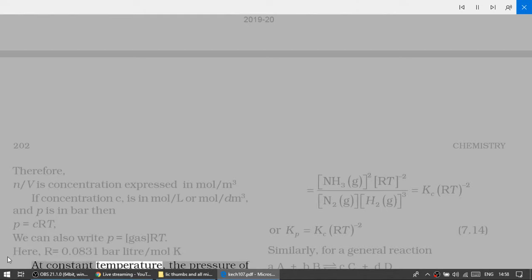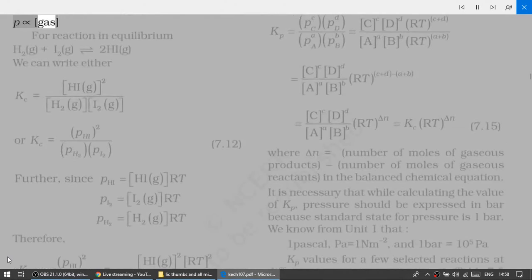At constant temperature, the pressure of the gas is proportional to its concentration, i.e., p ∝ [gas]. For the reaction in equilibrium H2(g) + I2(g) ⇌ 2HI(g), we can write either Kc = [HI(g)]² / ([H2(g)][I2(g)]) or Kp = p²HI / (pH2 · pI2) (7.12).